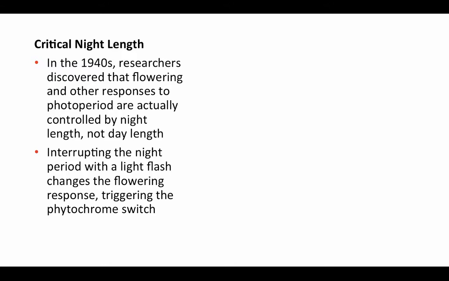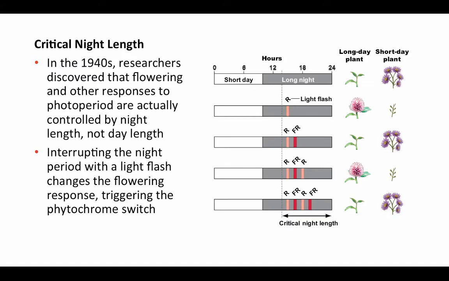So if you've got a short day plant that needs a long period of dark in order to flower, if you turn on the lights in the middle of that dark period, you're going to disrupt this flowering response. We're also going to see this reversibility of the phytochromes in this response. So here we have an example of a long day plant or a short night plant, and a short day plant or a long night plant.